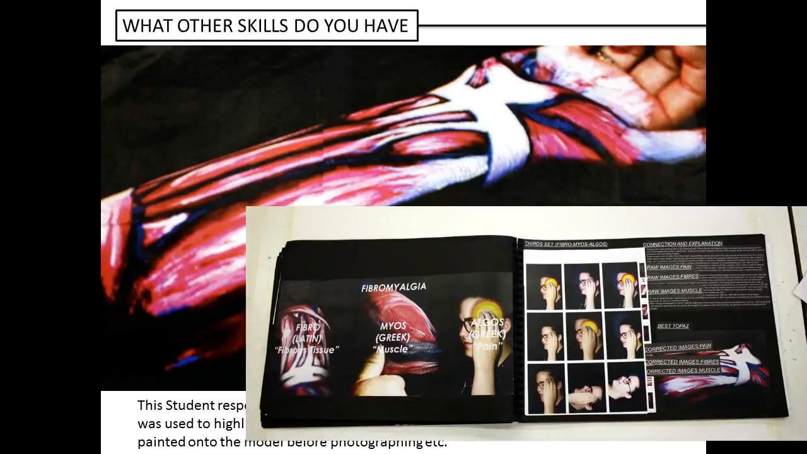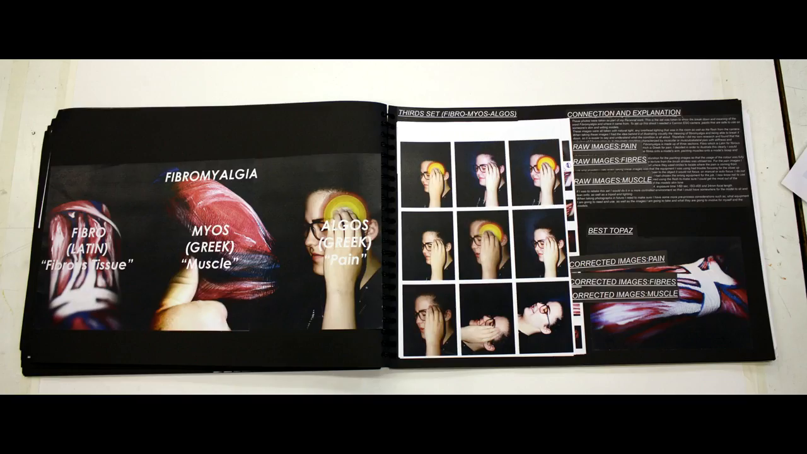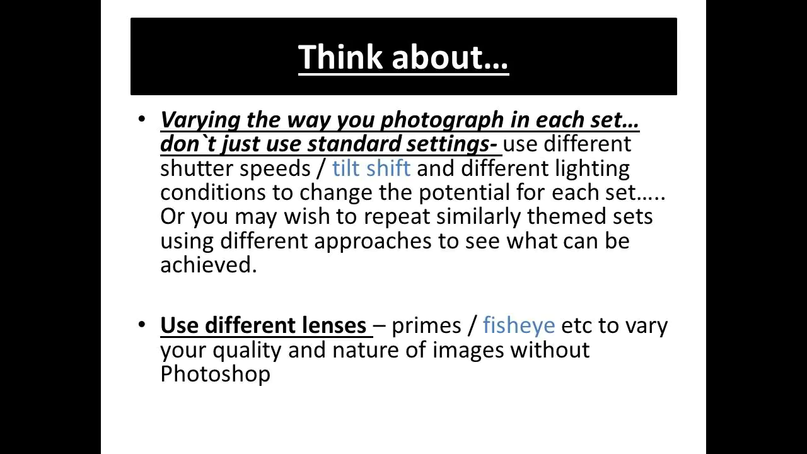And then she painted musculature and ligaments and soft tissue onto the model she was photographing. Moving on from this, please make sure you think about varying what you do. Don't just use the same settings. Vary the shutter speed, see what you can do. Maybe think about using tilt shift, a different approach. So look at the technical side, not just taking the photographs.